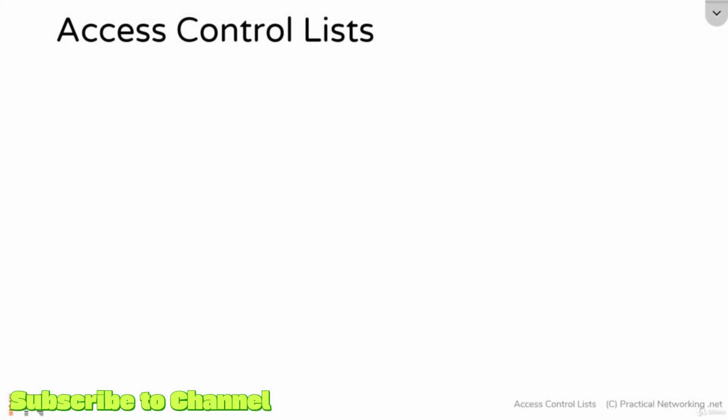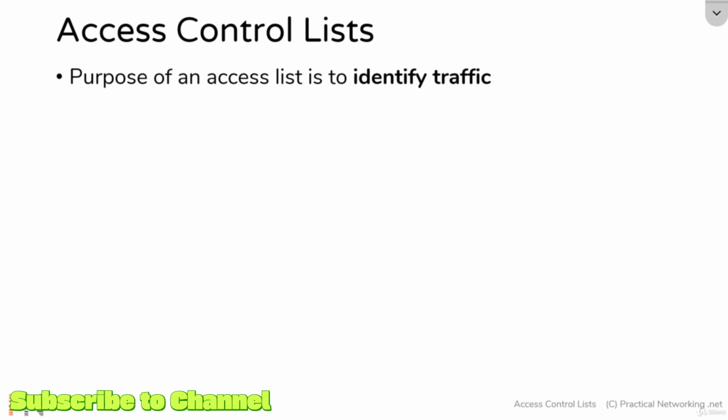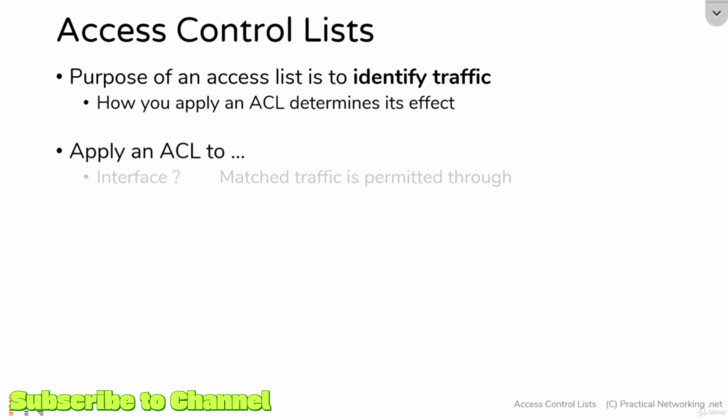At its core, an access control list is simply a tool you use to identify traffic. How you apply the access list then determines what the access list is actually doing. For example, if you apply an access list to an interface, then any traffic that is identified by your access list is being permitted through that interface. This is the most common application of an access list, but there are many other use cases for an access list.